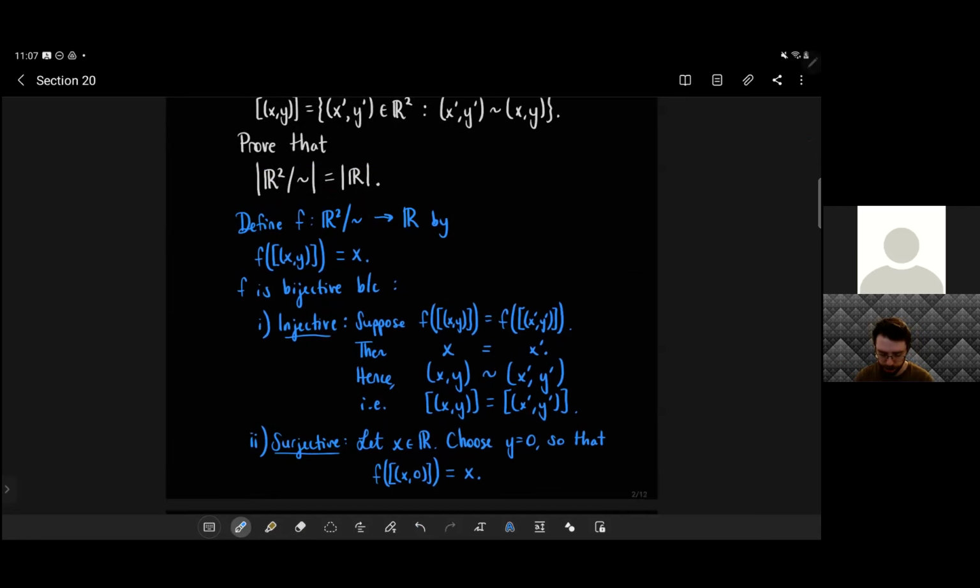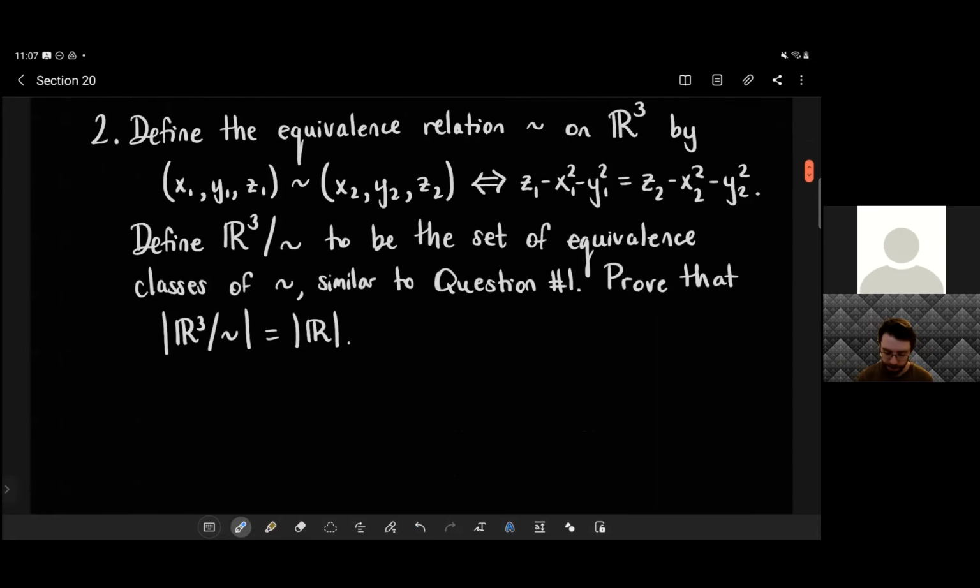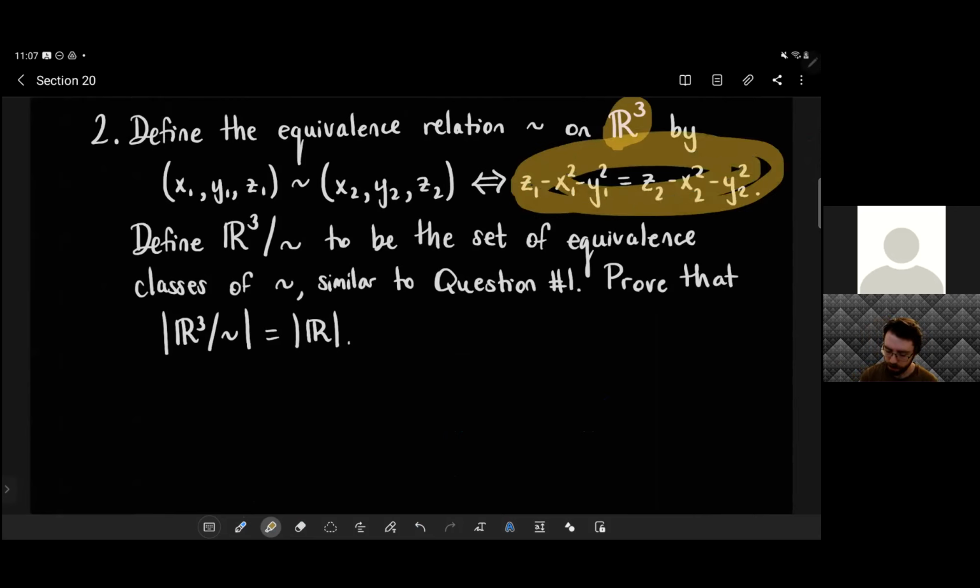All right, let's proceed to number 2. So number 2 is a harder version of number 1. It defines an equivalence relation on R3. You haven't seen much in R3, but really, it's no different. It's just a different equation that we're working with. So instead of saying x1 equals x2, we're saying this weird equation is satisfied.